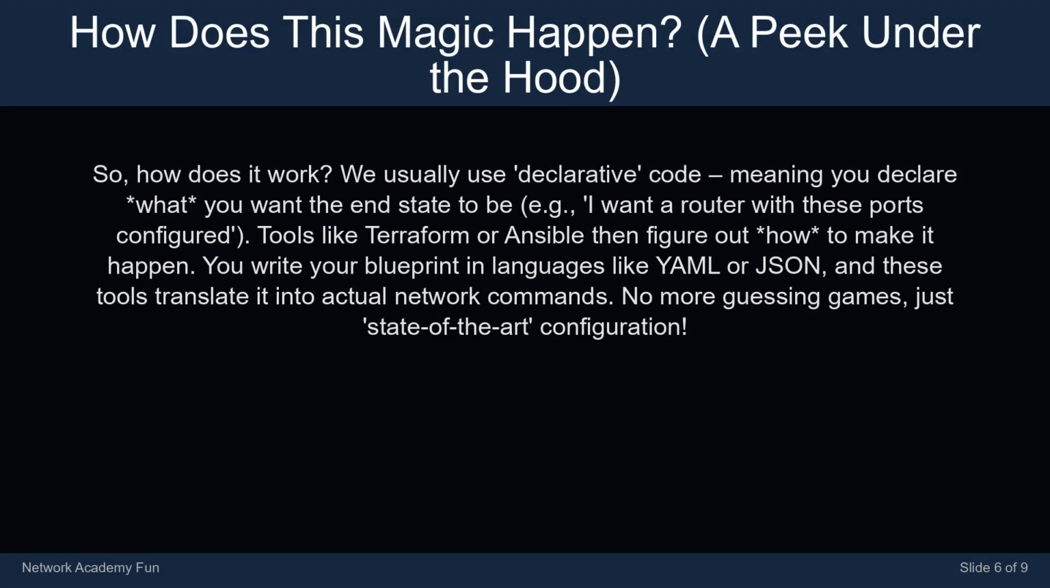So, how does it work? We usually use declarative code, meaning you declare what you want the end state to be. E.g., I want a router with these ports configured. Tools like Terraform or Ansible then figure out how to make it happen. You write your blueprint in languages like YAML or JSON, and these tools translate it into actual network commands. No more guessing games, just state-of-the-art configuration.